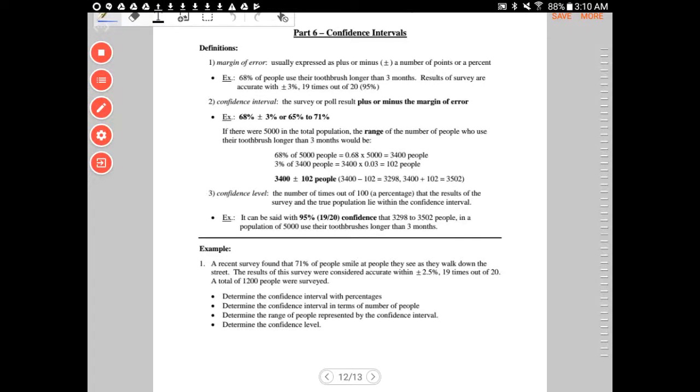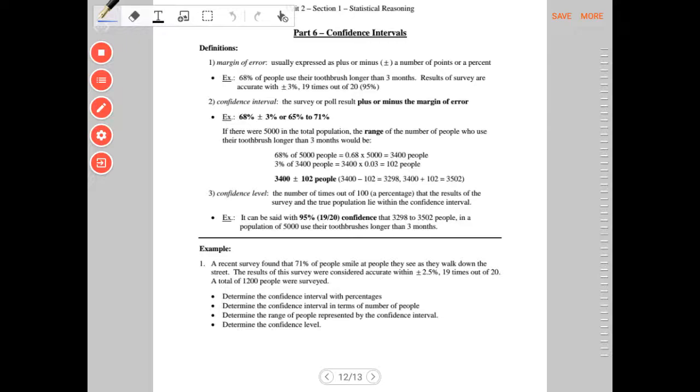Part 6, Confidence Intervals. Here are some definitions that you need to know in order to do this section. Number 1, margin of error, usually expressed as a plus or minus a number of points or a percent. For example, 68% of people use their toothbrush longer than 3 months. Results of a survey are accurate within plus minus 3%, 19 times out of 20, 95%. So my margin of error is this plus minus 3%.